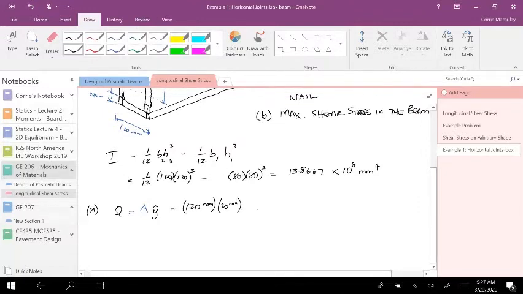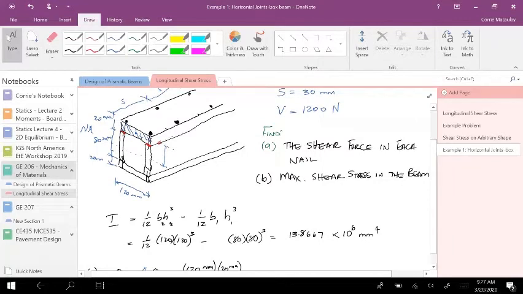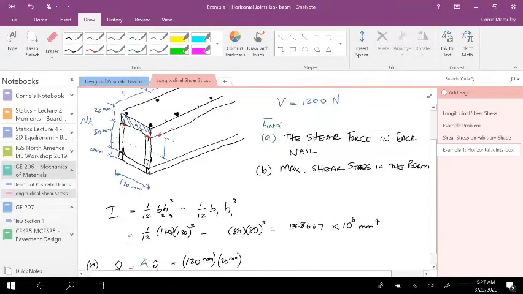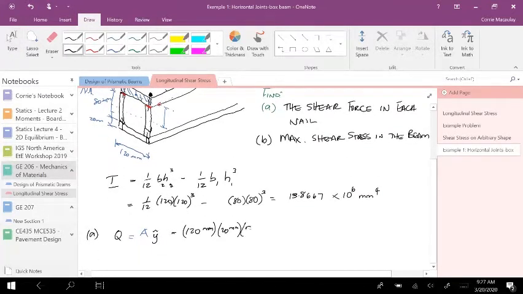And let's see, what's y? Y would be, so if this is to the centroid, this is 40 to here, and this would be 10, right? So that's 50, 50 millimeters. Right, so my Q should be 120 times 10 to the 6, times 10 to the 3 millimeters, Q.